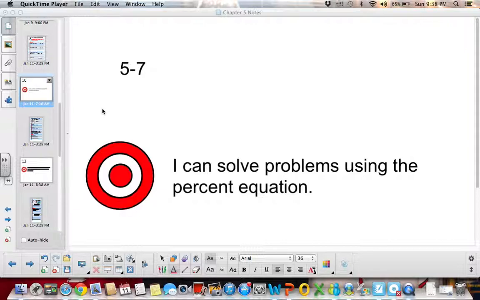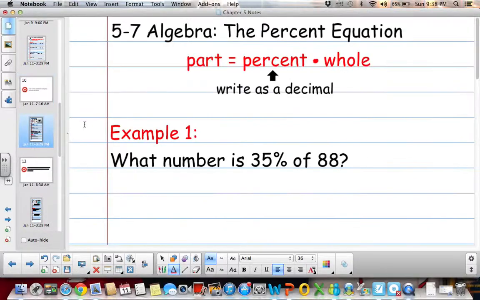Hi, 7th graders. We're on lesson 5-7, which is on page 279 in your textbook. Our learning target is solving problems using the percent equation. Previously in lesson 5-3, we solved percent equations using the percent proportion. Now there's a different way that we can solve the same types of problems.